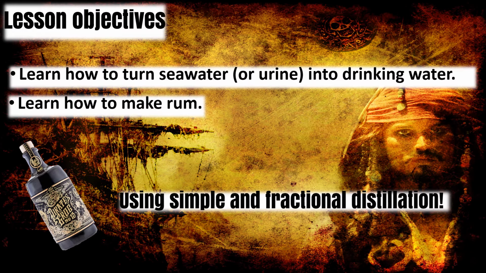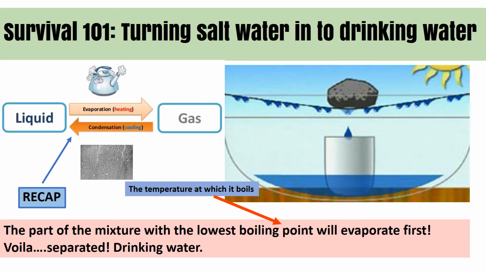Excellent. The way we're going to carry out these pirate tasks is using distillation. In particular, 2 types of distillation we need to learn for our iGCSE. They are simple and fractional. We'll start with turning seawater into drinkable water. I hope you're never stuck at sea in a dinghy, but if you remember this lesson, it could save your life.